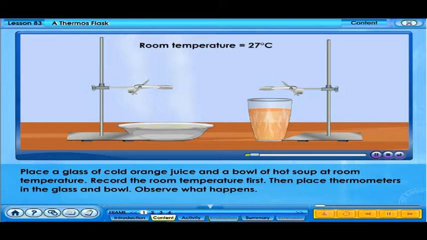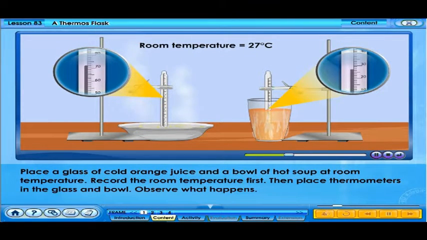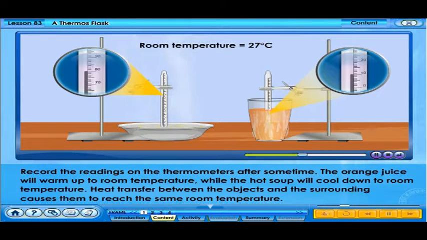Place a glass of cold orange juice and a bowl of hot soup at room temperature. Record the room temperature first. Then place thermometers in the glass and bowl. Observe what happens. Record the readings on the thermometers after some time. The orange juice will warm up to room temperature, while the hot soup will cool down to room temperature. Heat transfer between the objects and surroundings causes them to reach the same room temperature.